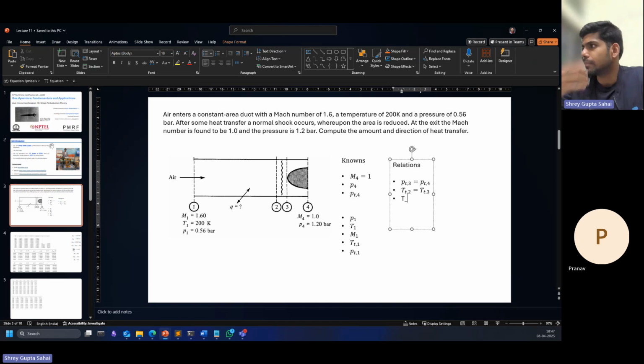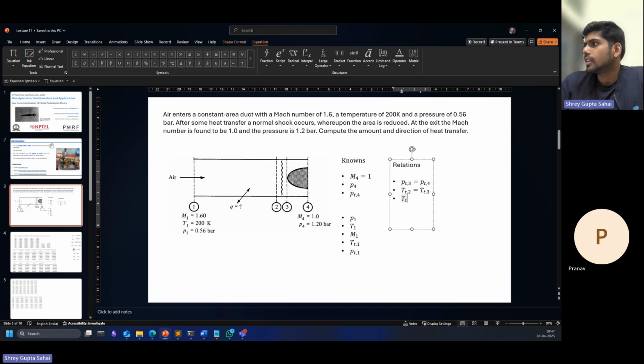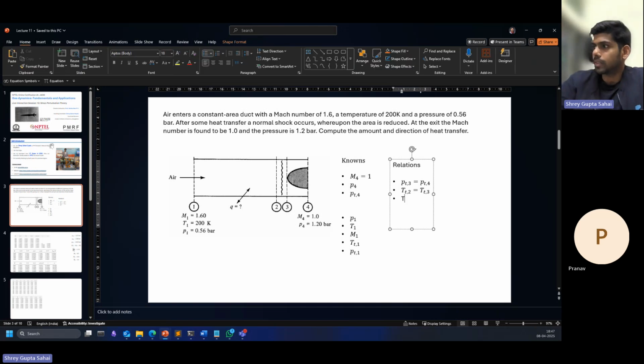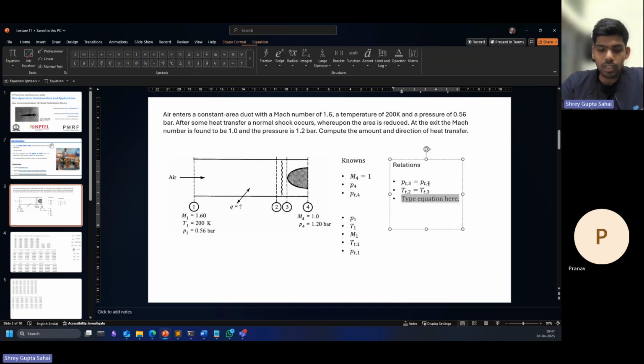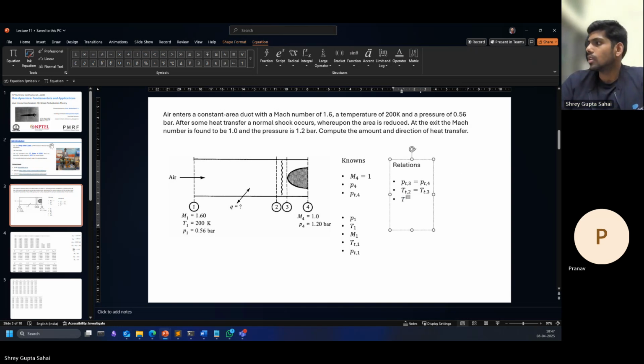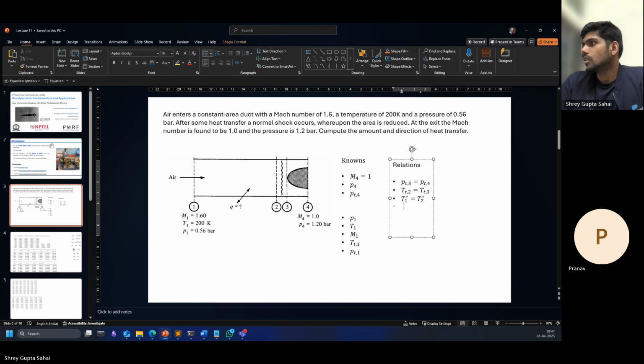Yeah, they are related by their sonic temperature. If we talk in that sense, there is a T star, a sonic temperature. Let me write that. So T star corresponding to 1 is equal to T star of 2. 2 and 3 are related by the normal shock, so the total temperatures are the same.